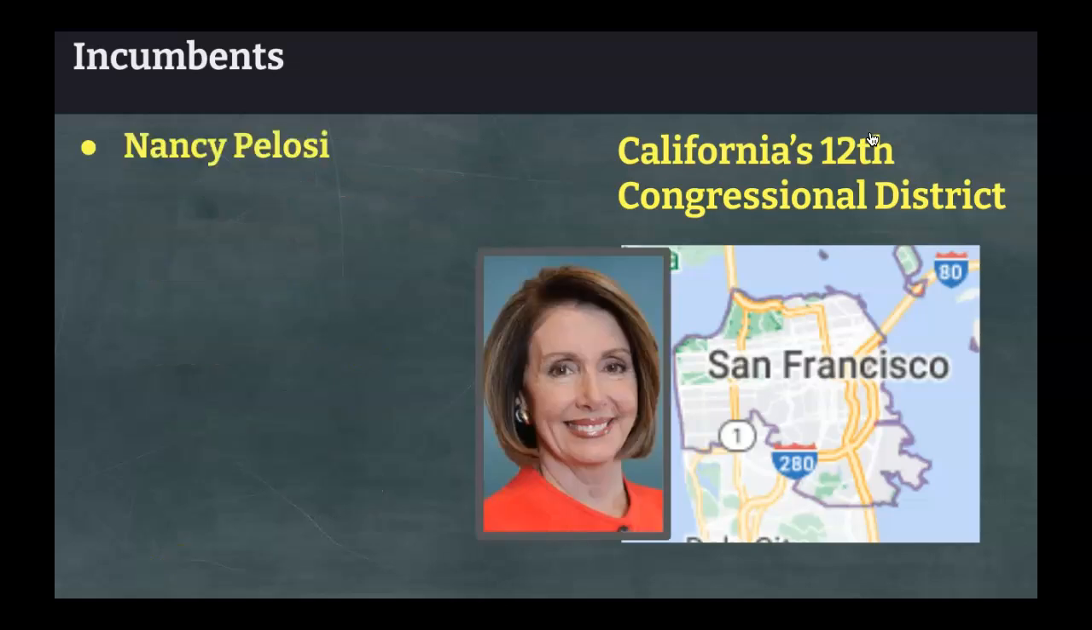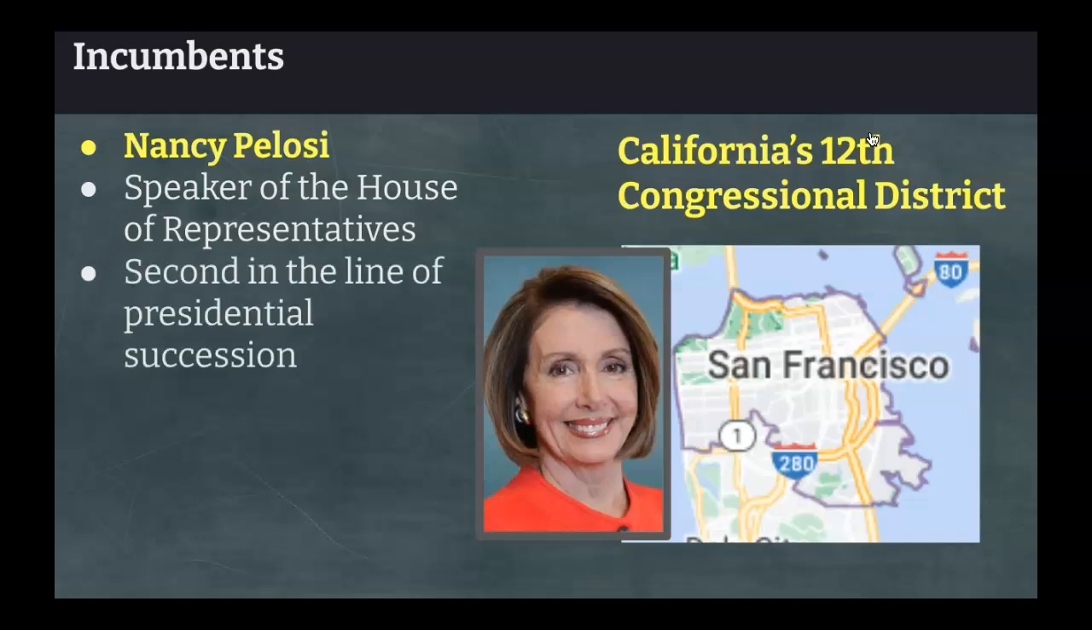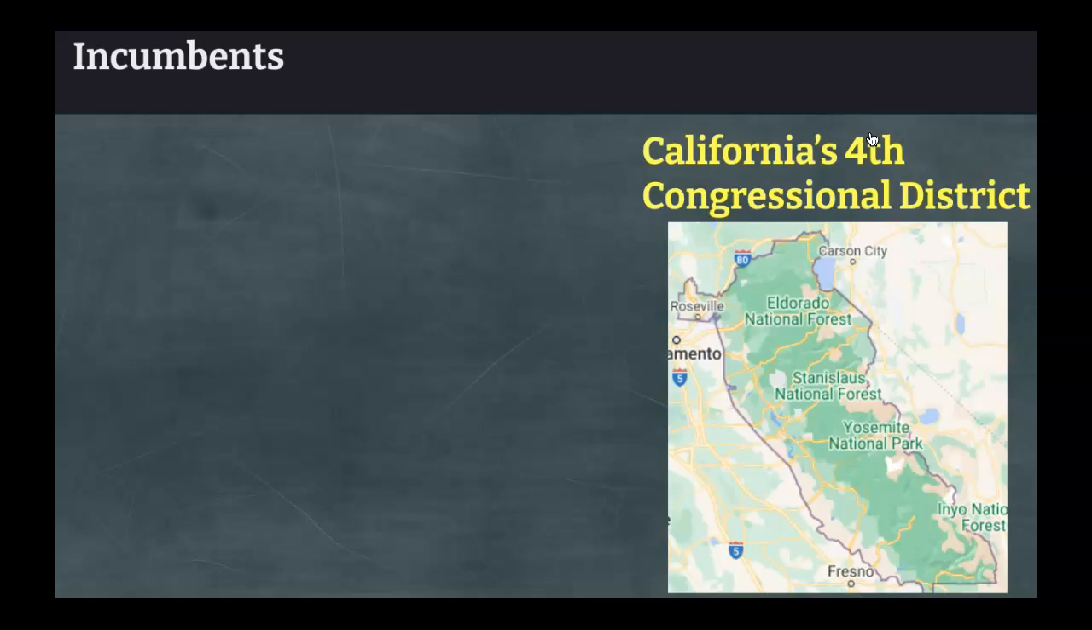It's Nancy Pelosi. She's the Speaker of the House of Representatives and the second in line of presidential succession. In other words, she's in a very powerful position in the House. Even though her seat is up for grabs every 2 years, she has held her seat in the House for 33 years. Obviously, we can take a look at her constituency to understand why she might be reelected on a regular basis.